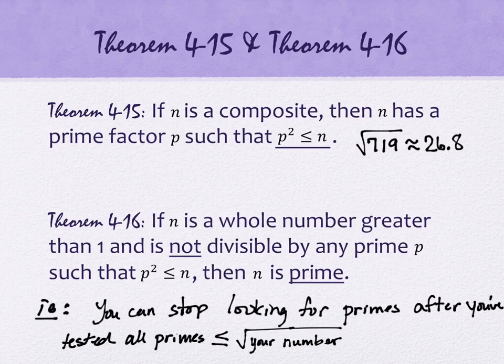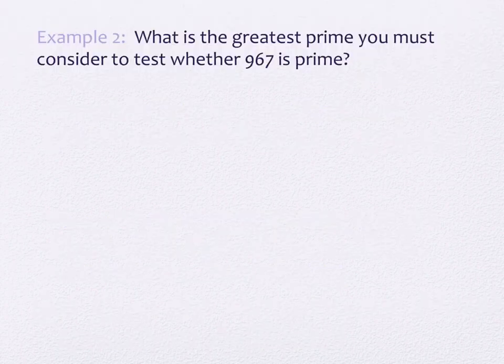I would test 2, 3, 5, 7, 11, 13, 17, 19, 23. I think I'm done. I'd have to test 9 numbers and that's it. And once I tested those 9 numbers, if one of them works, obviously it's composite. But if none of them work, then the number's prime and I don't have to keep testing. This is a really good news kind of theorem because it simplifies our process a lot.